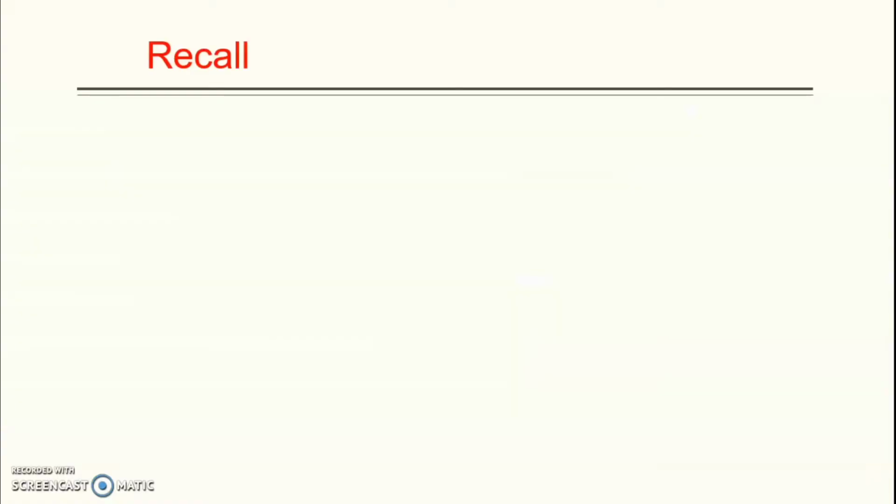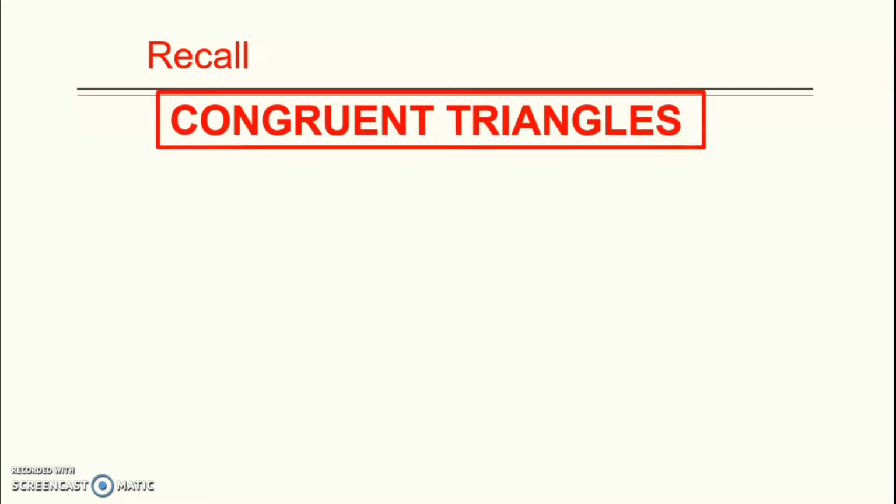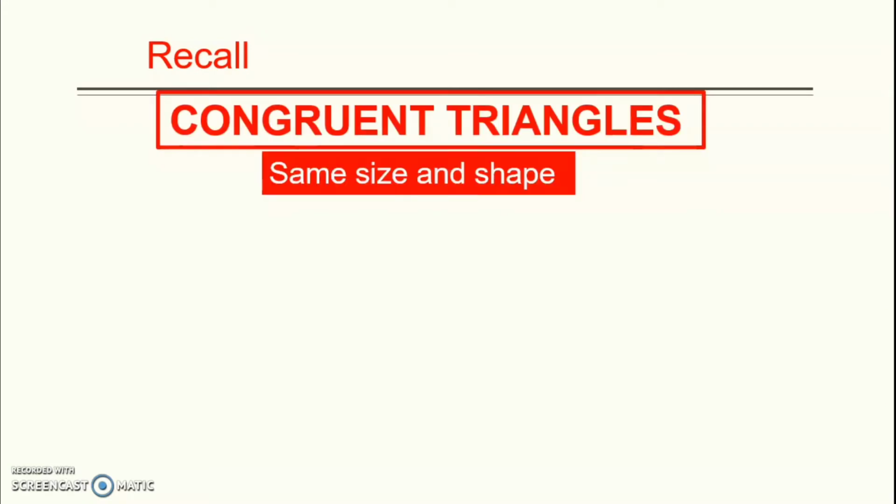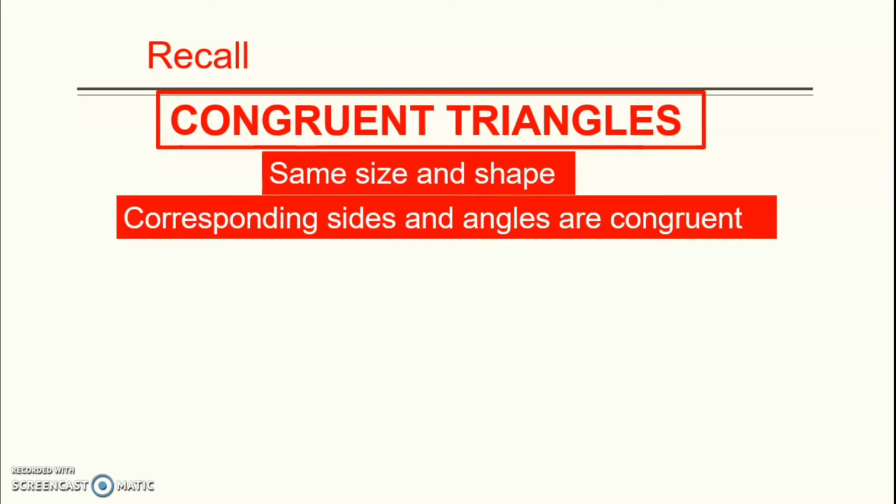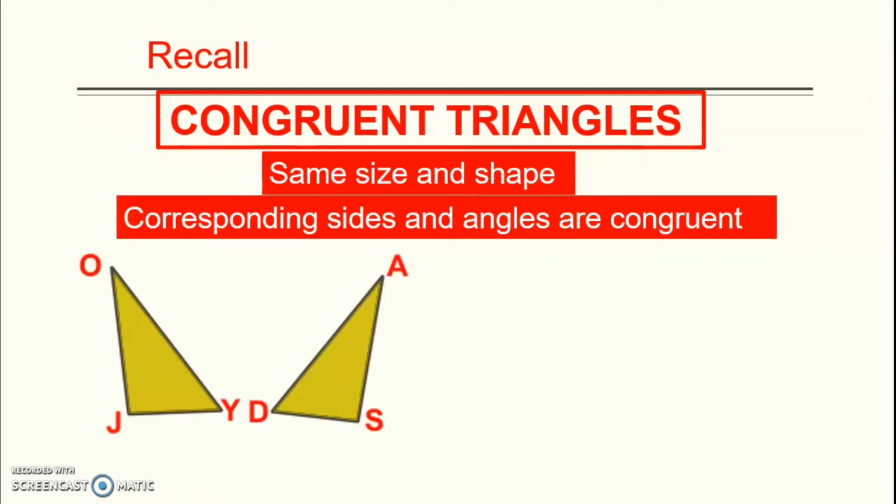Okay, recall natin what we have discussed last video. Congruent triangles. It is a triangle that they have the same size and shape. Their corresponding sides and angles are congruent also. So, meron tayong figure, a triangle JOY, and triangle SAD.